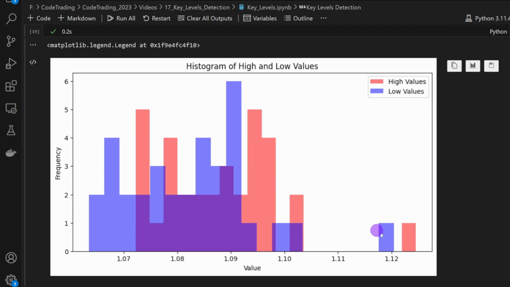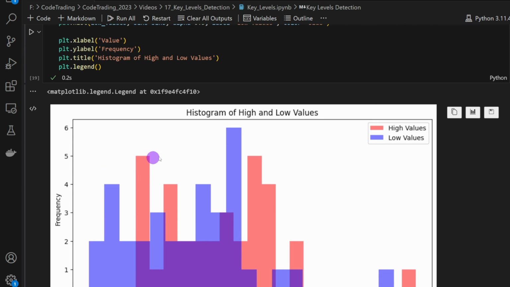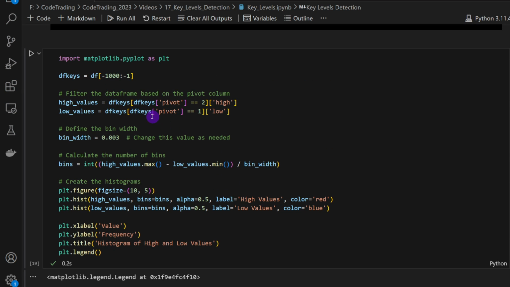We do have a support and a resistance here, but the price bounced only 1 time on these levels. We do have one here, but it's 4 times where the price bounced 4 times on this level, and so on. So you see how this works. We can immediately see that these 2 levels are the most important key levels in the last 1000 hours.